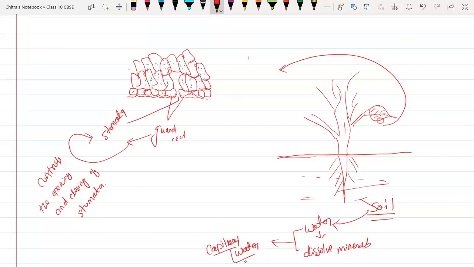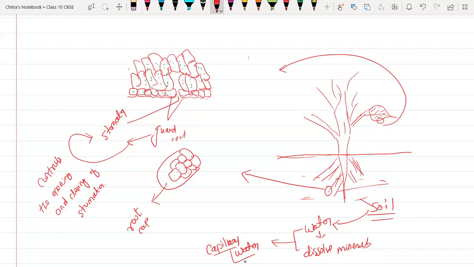Okay, I'm happy. So here we have the roots. Again, I have to draw one important zoomed part of the root. So here we have the cell, and it is covered by a structure like this. This is called the root cap. After the root cap, these are the cells which absorb the water from the surrounding.